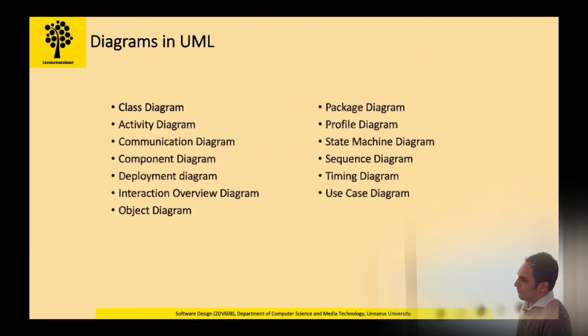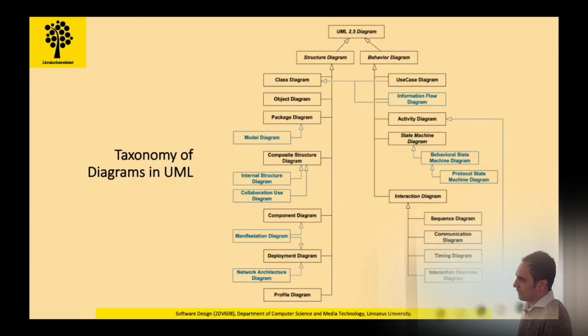There are many diagrams in the UML, and obviously we have worked with some of them, like the class diagram, activity diagram, or even sequence diagram. But in general, people don't use all of them. We will also work with the class diagram today, but before that, I will briefly introduce some of them. This is the taxonomy of the diagrams in the UML.